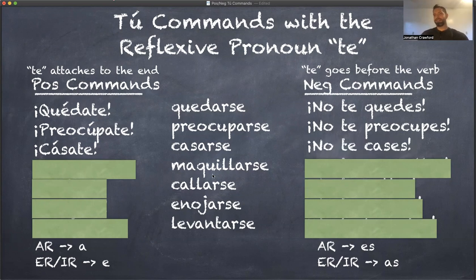Cásate. Es un buen hombre. Cásate. Yeah, he's a good guy. Marry him. Cásate con él. Right? No te cases con él. Es demasiado pronto. It's too soon.